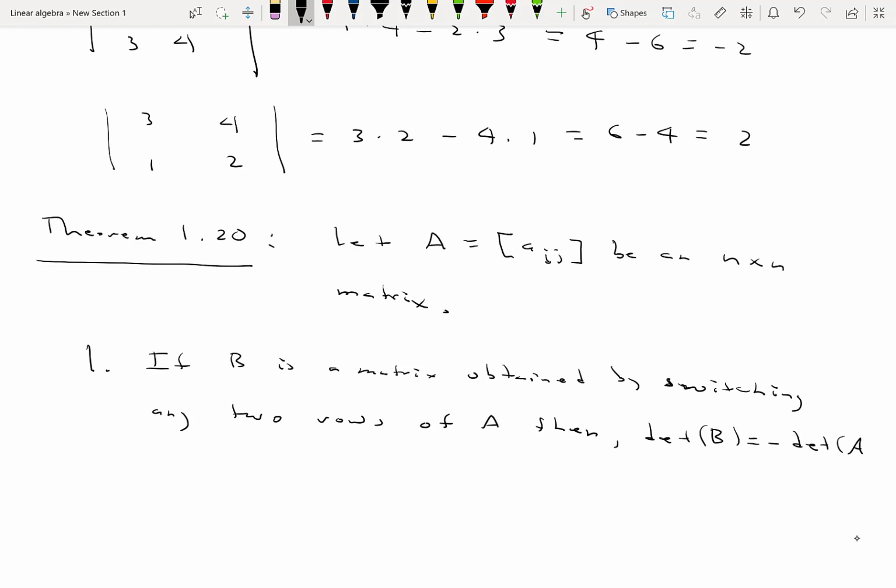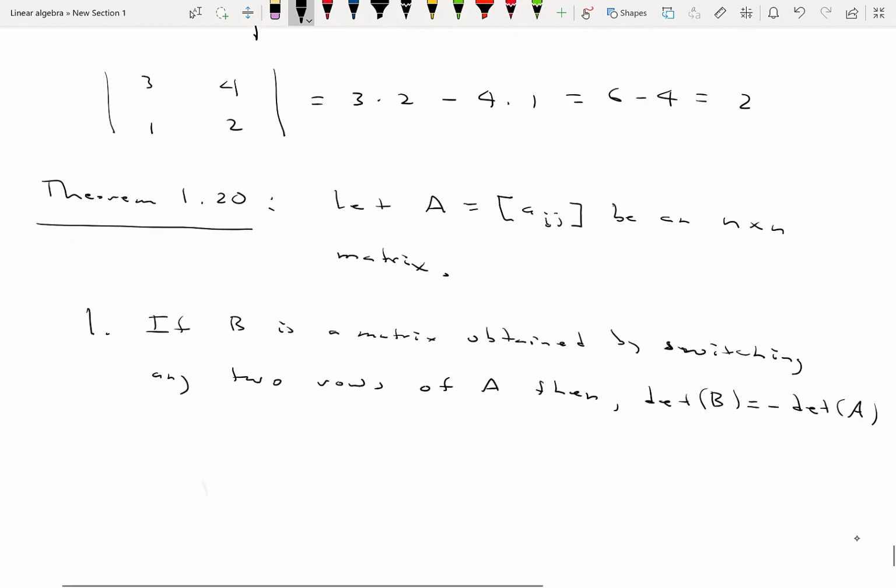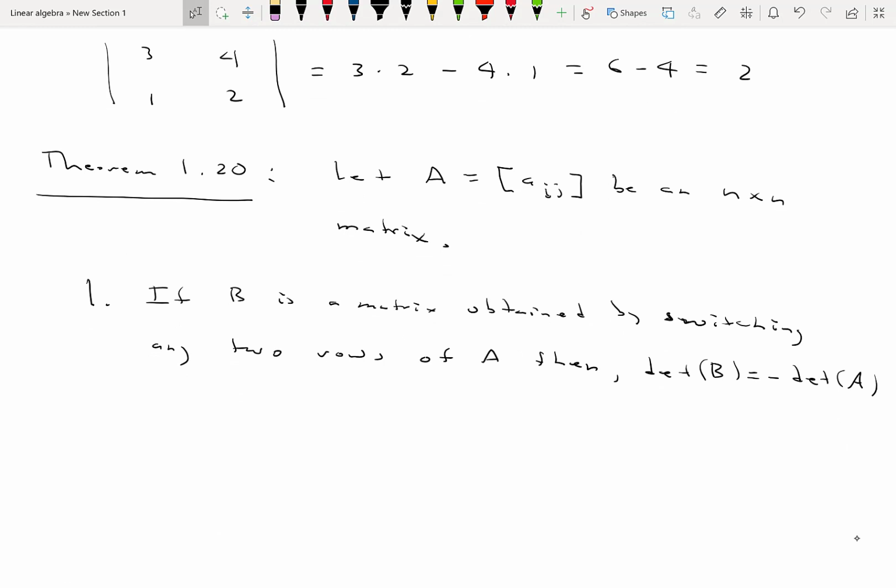The determinant of the resulting matrix B is then the opposite of the determinant of A. If you switch any two rows, you introduce a minus sign. You change the value of the determinant by a minus. So what happens if you switch any two rows and then you switch any two other rows? You get back to the value of the original determinant. Every time you switch two rows, you introduce a minus one as a factor.